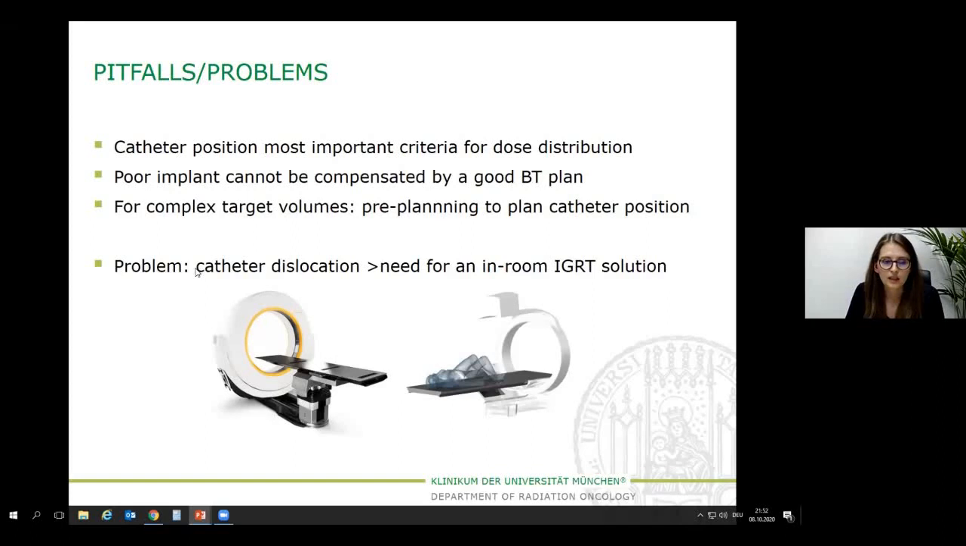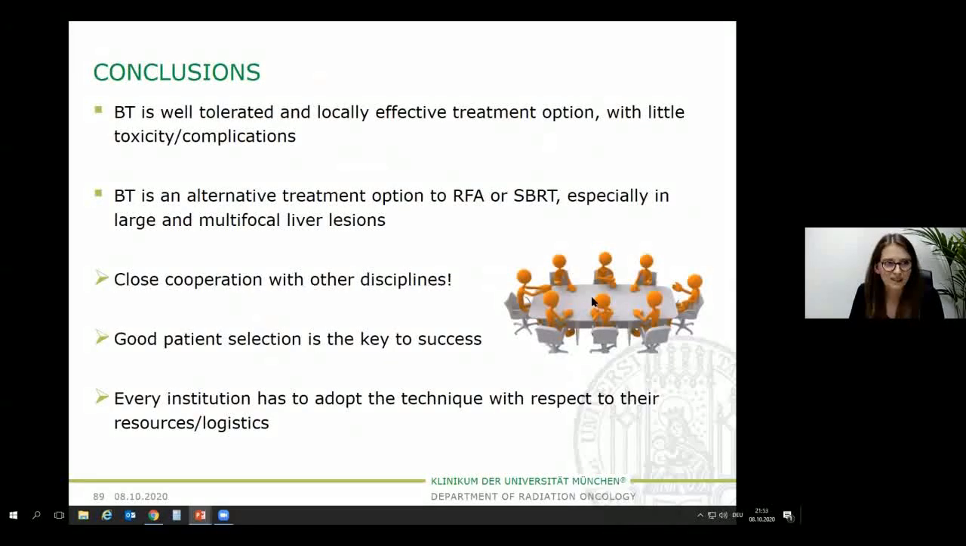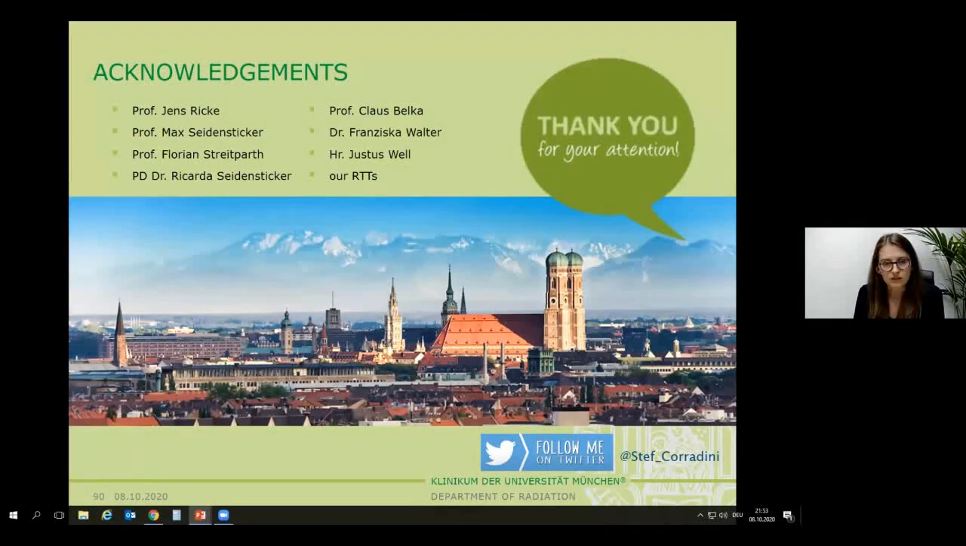And for catheter dislocation, an in-room IGRT solution would be a dream, that would be great. So as a conclusion, I can say that brachytherapy is a very well tolerated and very effective treatment for HCC and for metastases. It is a very good alternative to RFA and also to SBRT. We do it in close cooperation with the other disciplines. All of our patients are discussed in a multidisciplinary tumor board, and a good patient selection is key.